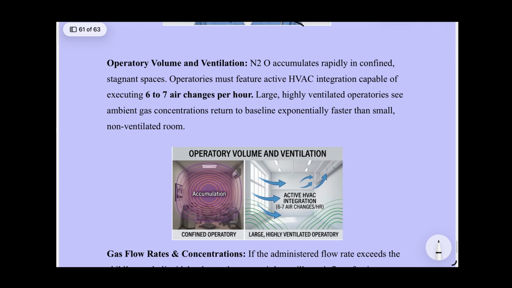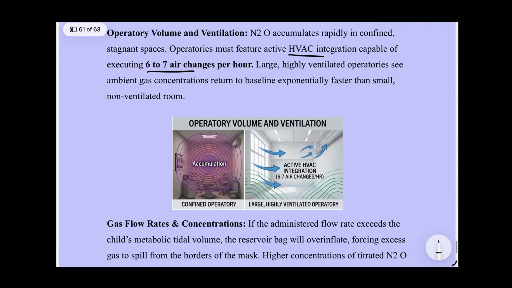Operatory volume and ventilation. Nitrous oxide accumulates rapidly in confined, stagnant spaces. Operatories must feature active heating, ventilation and air conditioning integration capable of executing 6 to 7 air changes per hour. A large, highly ventilated operatory sees ambient gas concentration return to baseline exponentially faster than a small non-ventilated room.